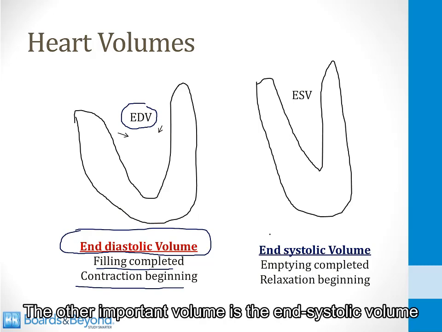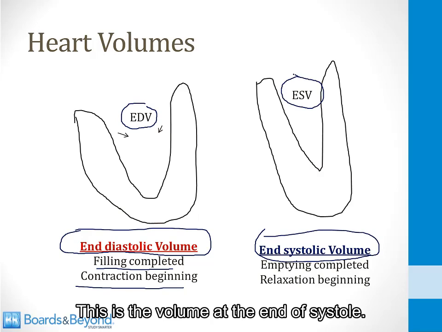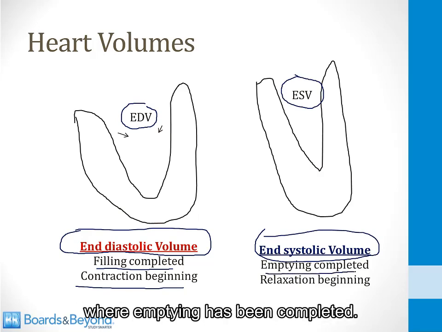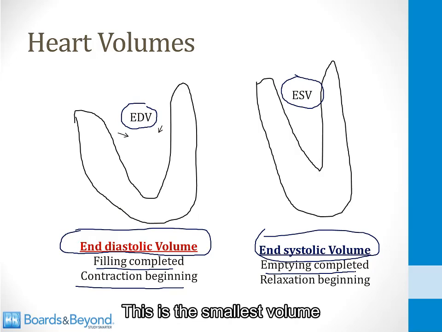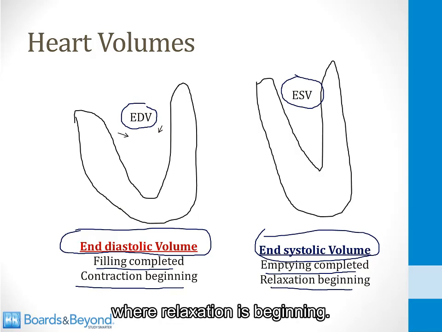The other important volume is the end systolic volume, or the ESV. This is the volume at the end of systole. That's where it gets its name. This is the point in the cardiac cycle where emptying has been completed. This is the smallest volume that the left ventricle will hold. This is also the point in the cardiac cycle where relaxation is beginning.